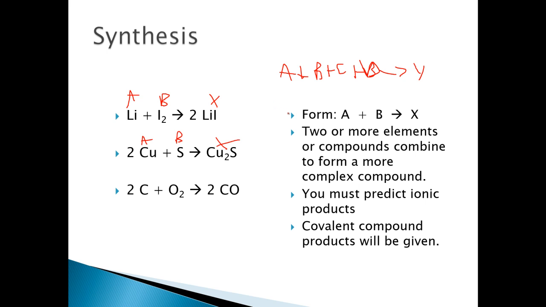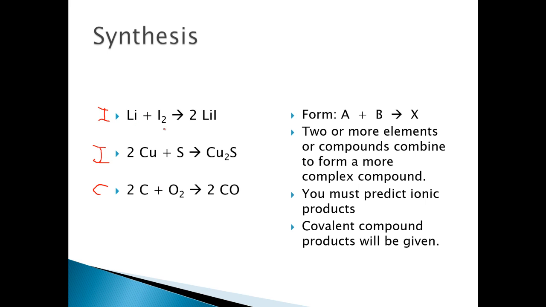First step, of course, identify it. Now, here I say you must be able to predict ionic products. However, covalent will be given to you. So, for example, this is ionic, this is ionic, this is covalent. So we have metal plus nonmetal goes to ionic compound, metal plus nonmetal goes to ionic compound. Here we have nonmetal plus nonmetal goes to a nonmetal, covalent compound.